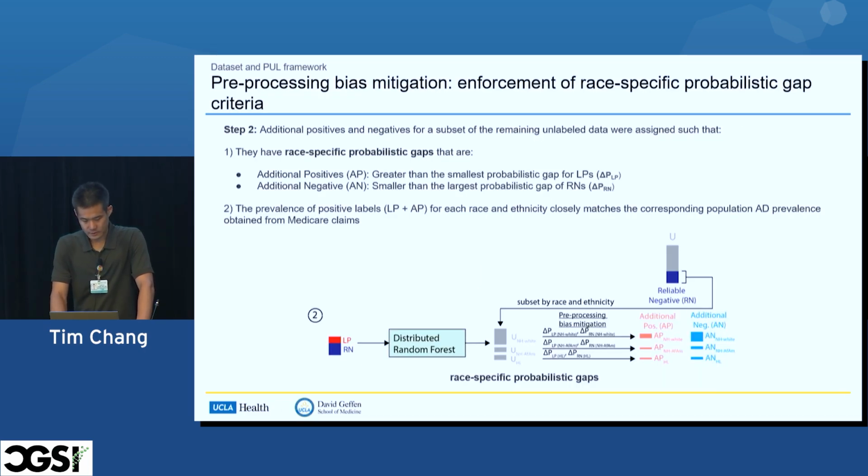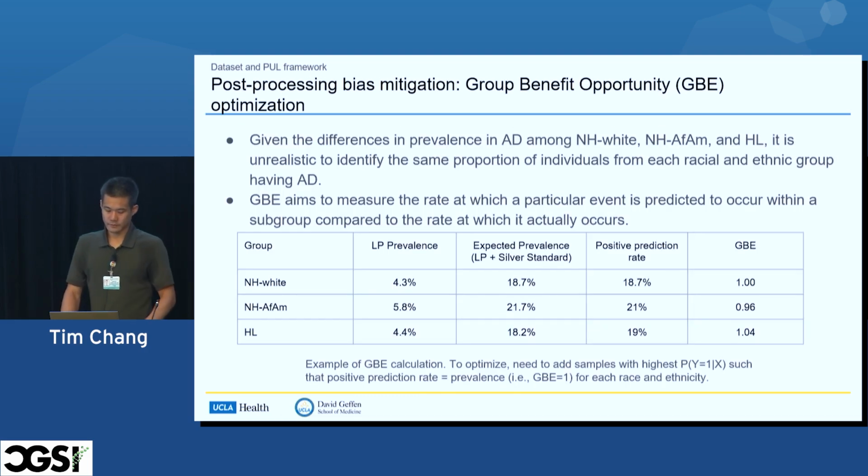And then step 2 is we try to add these additional positives and additional negatives. And we do this based on what is known as pre-processing bias mitigation. So we use essentially different probabilistic gaps for different races and ethnicities, so we can look at that more closely. And then this helps add these additional positives and negatives so we can reach the prevalence of expected patients with Alzheimer's disease.